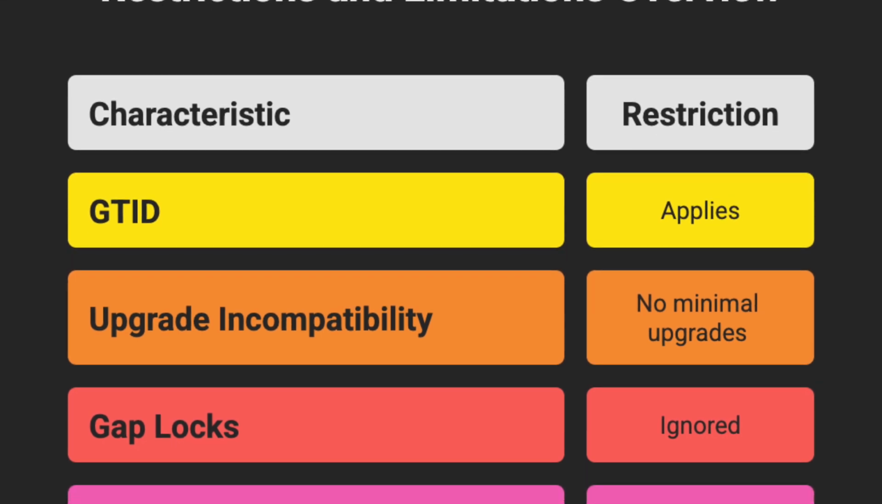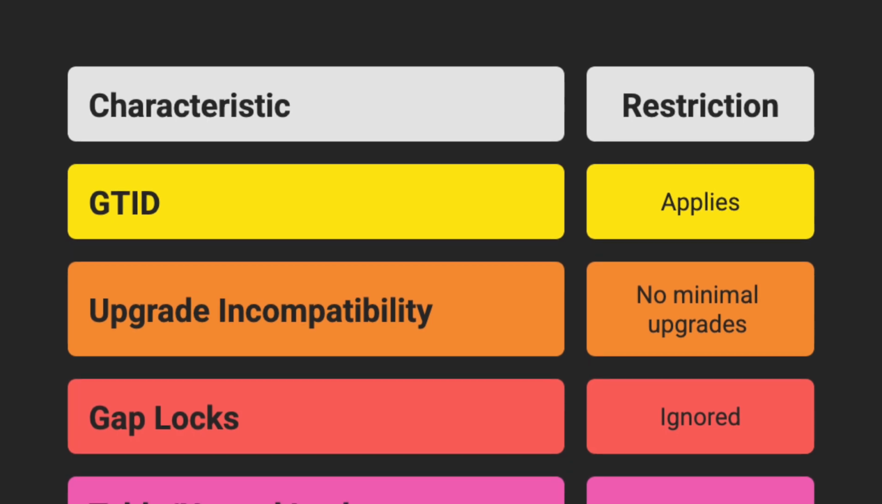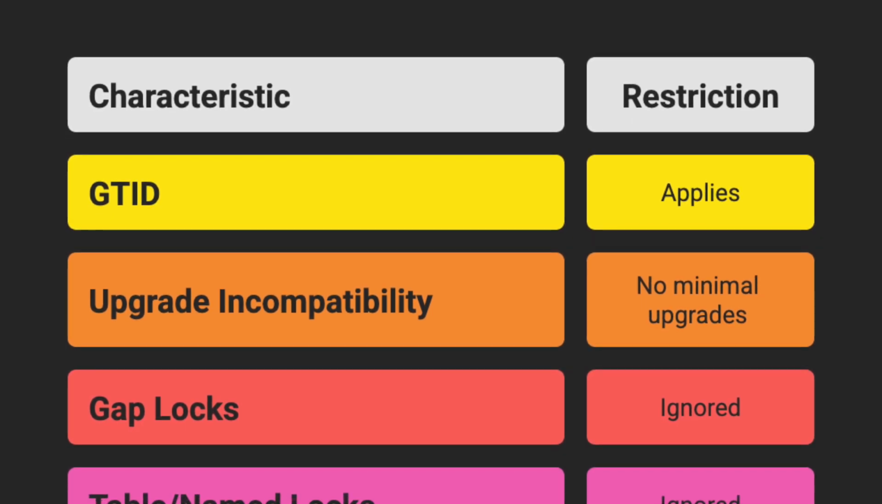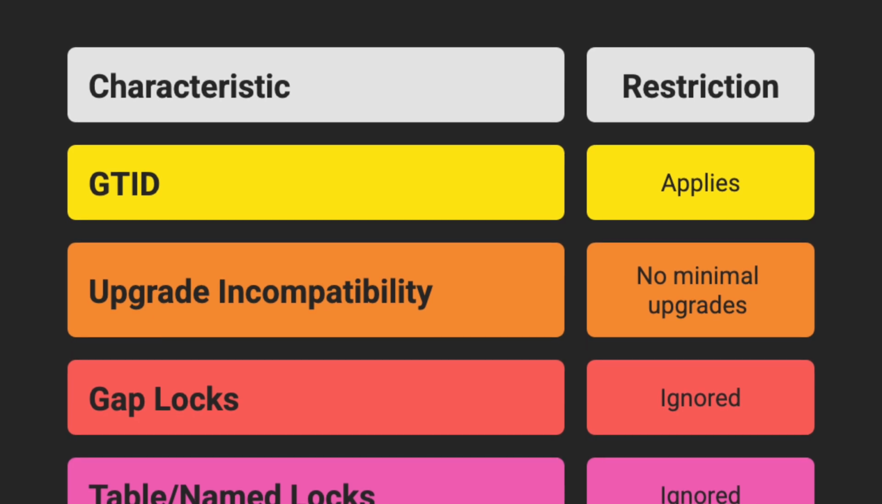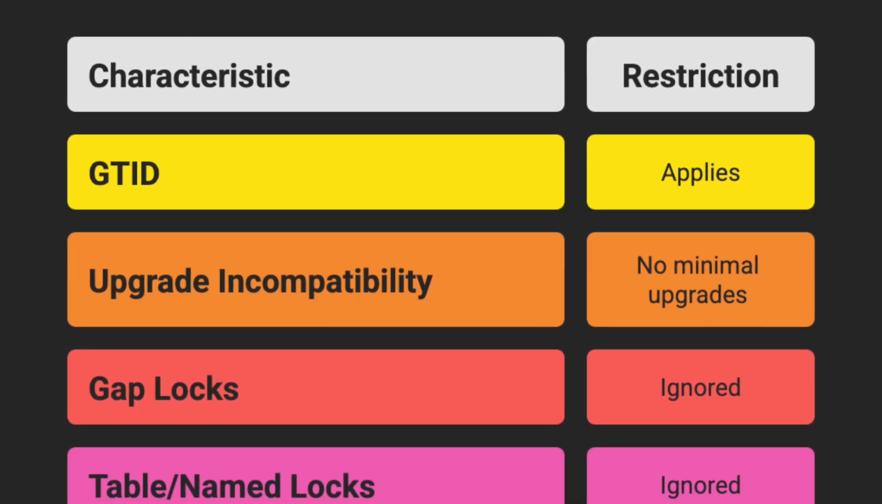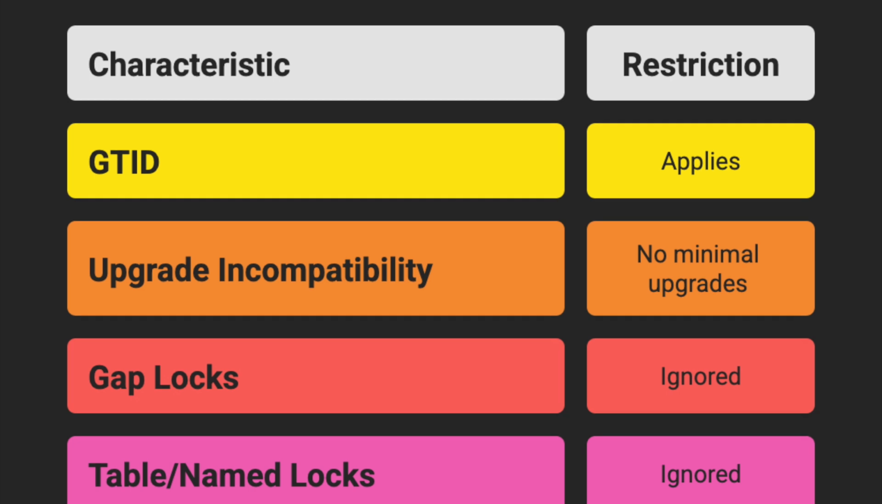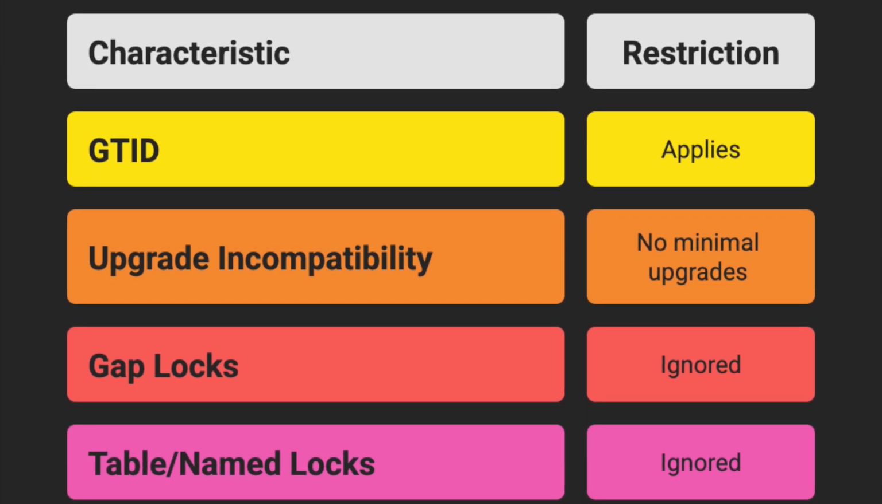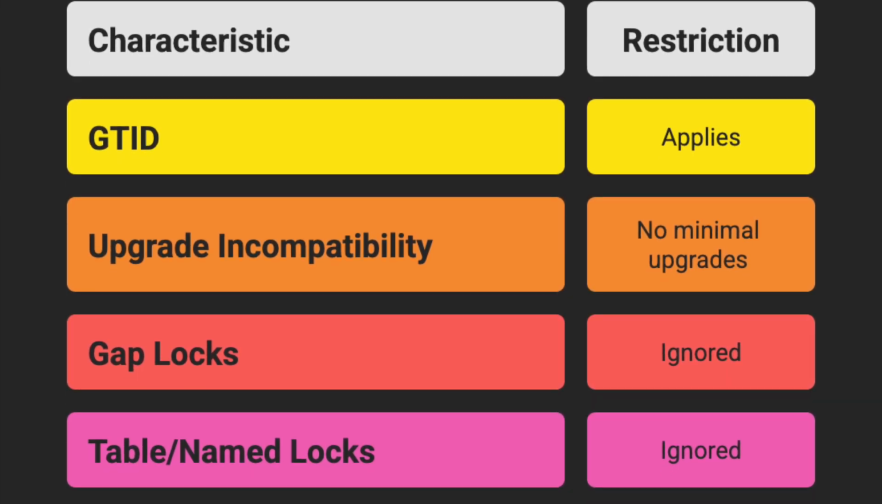What about the sheer size of the group? How many servers can you actually put in one GR group? Is there a limit? There is, yes, a very clear maximum, 9. A single group replication group can have a maximum of 9 MySQL server members. 9. That seems specific. It is. If you try to add a 10th member, the system will refuse it.